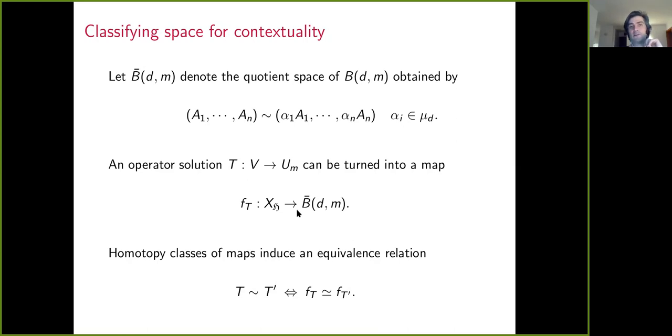Now, once you have an operator solution, you have a map, and if you have two operator solutions, you have two maps, and you can actually define an equivalence relation by saying that two of these operator solutions are equivalent if and only if the corresponding maps are homotopy equivalent.